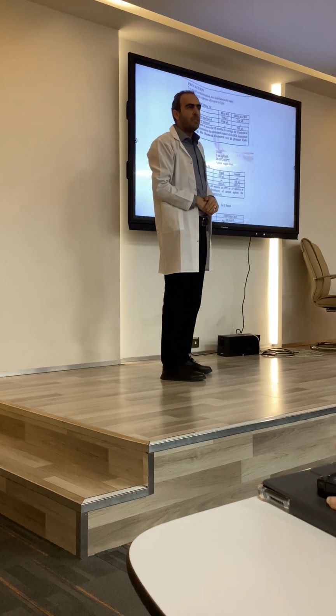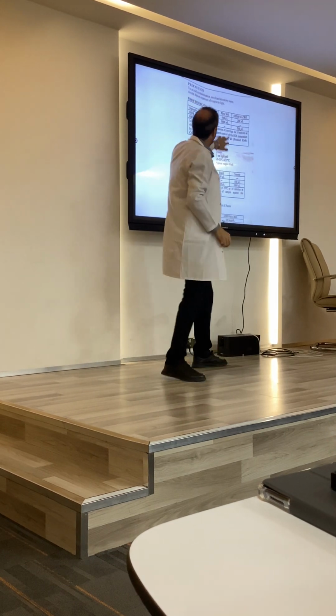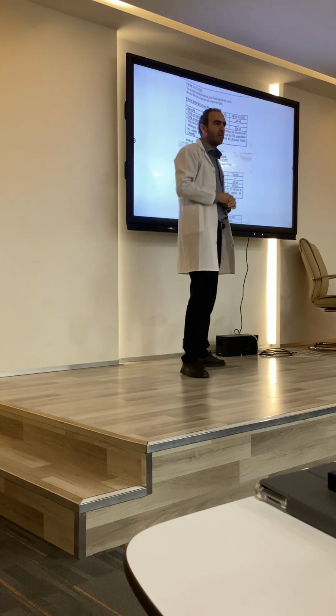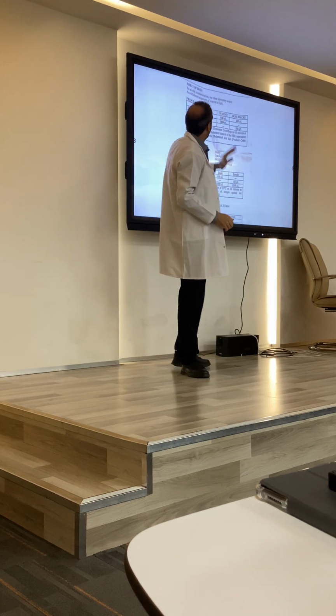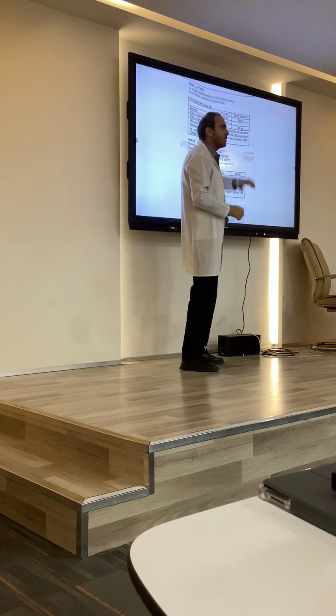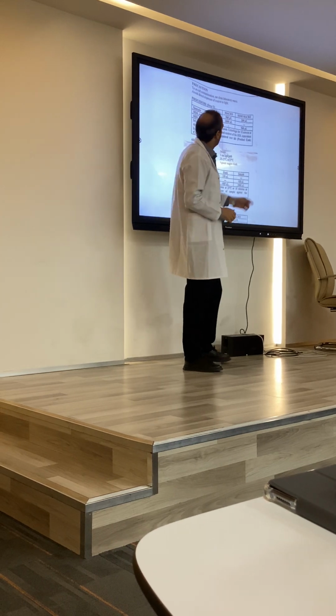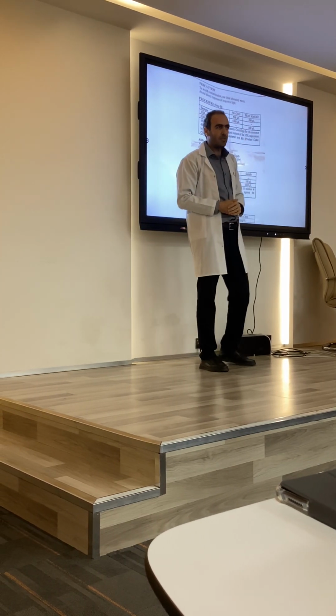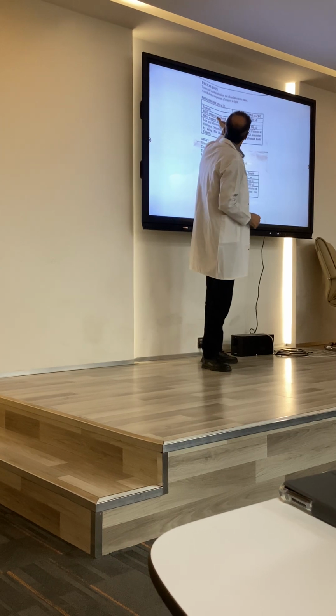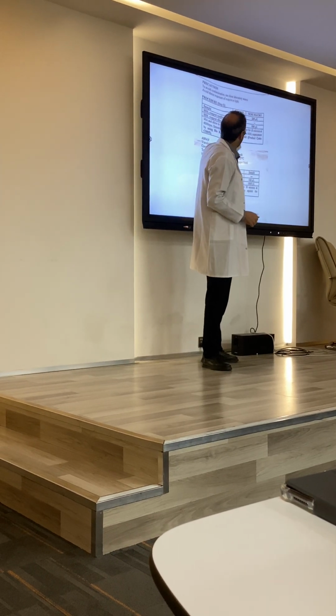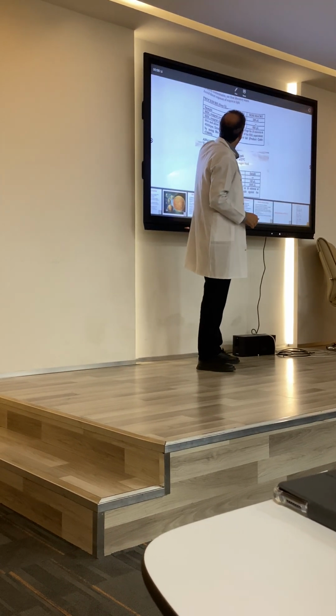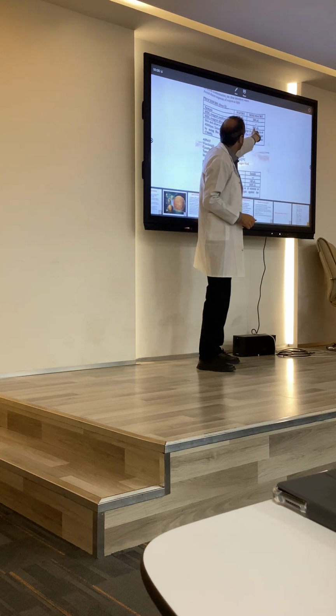So we have two methods for HDL. One of them is known as macro, and one is semi-macro. For macro, we need 500 microliter of sample. For semi-macro, 200 microliter. Then we add HDL reagent. For macro, undiluted. For HDL reagent, diluted, 500.